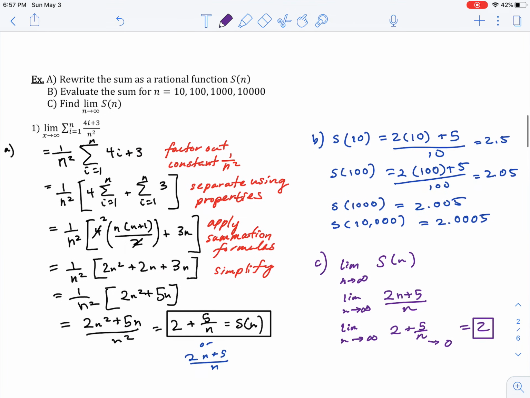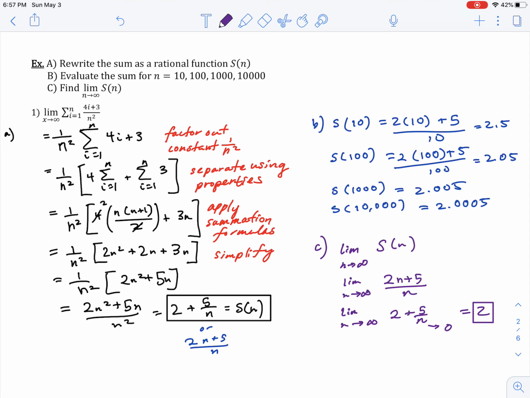Okay, so think about what's happening here, what we're saying here. We're saying, given this original limit here, the limit of the summation, we can come up with an equivalent function, S of n, using the summation properties. Now that we've written it as that function S of n, we can easily evaluate the sums. Since we've already used the formulas, we can quickly evaluate the sums for any given number of n. So the sum of the first 10 terms, the sum of the first 1,000 terms, the sum of the first 10,000 terms.